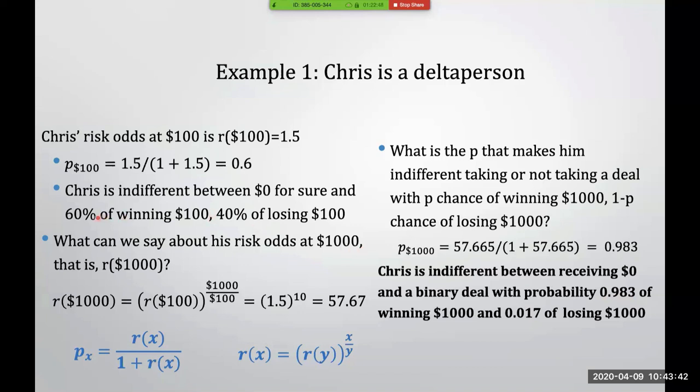This is the probability that you're looking at when $1,000 is at stake. Versus here, for a deal with $100 at stake, as long as you give Chris that deal with a winning probability higher than 60%, Chris would take it. So the threshold for Chris to take a deal with $1,000 at stake is higher than the threshold for a deal with $100 at stake. That tells us that Chris is getting more and more cautious as the stake gets higher and higher.